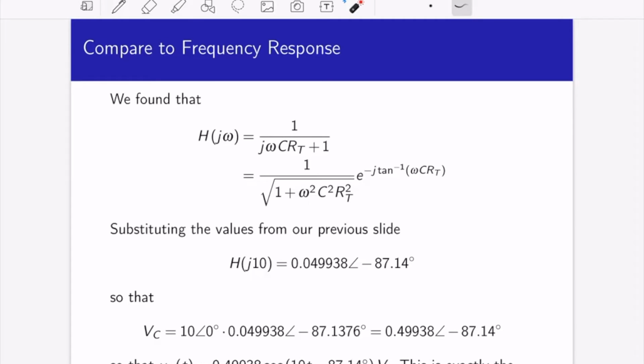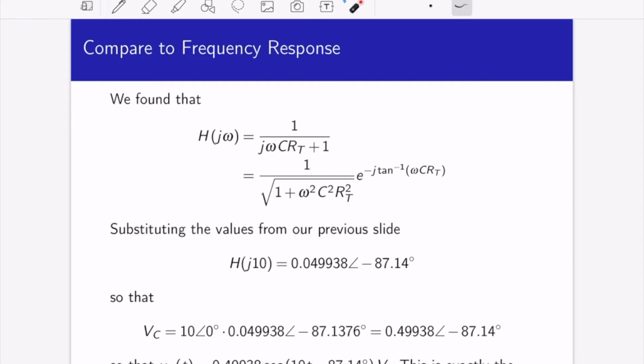Now, think back to what we did when we looked at our frequency response. Remember that we found the frequency response h of j omega is equal to this. Plugging in the values for R and C, and omega, we can solve this form. We end up with a value of h of j times 10. Okay, so to figure out what VC will be, we recall that h is equal to VC over VT, the output voltage over the input voltage, as we defined it.